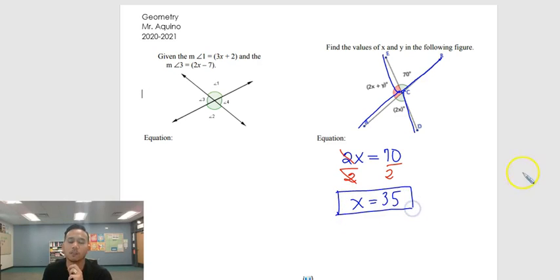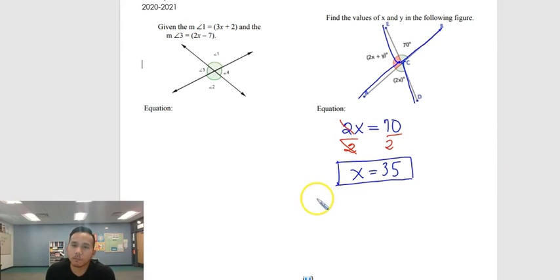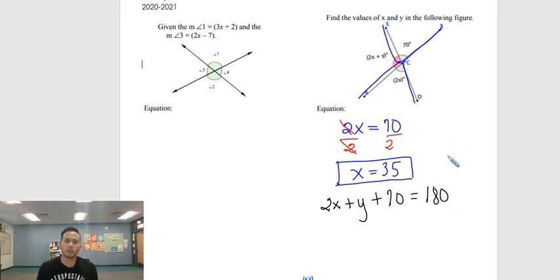The value of x is equivalent to 35. Next, we have the value of x, which is 35. So I'm going to get 2x plus y plus 70 is equal to 180. Mister, why did you put 180? Why was your equation set up that way? It's because 2x plus y and 70 are supplementary angles. Again, 2x plus y, this angle here, and this angle are supplementary angles. Therefore, if you add the measurement of these two, it will give you 180 degrees.